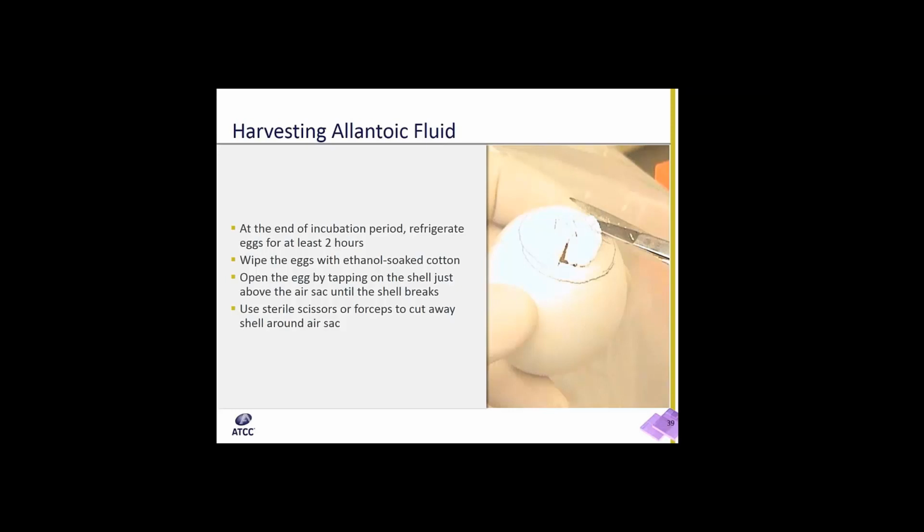Using the biosafety cabinet, wipe the eggs with ethanol-soaked cotton again. Open the egg by gently tapping on the shell just above the air sac until the shell breaks. Use sterile scissors or forceps to cut away the shell around the air sac. Keep your scissors cutting inside the line that you drew so that you don't accidentally cut into your yolk sac or your allantoic fluid.